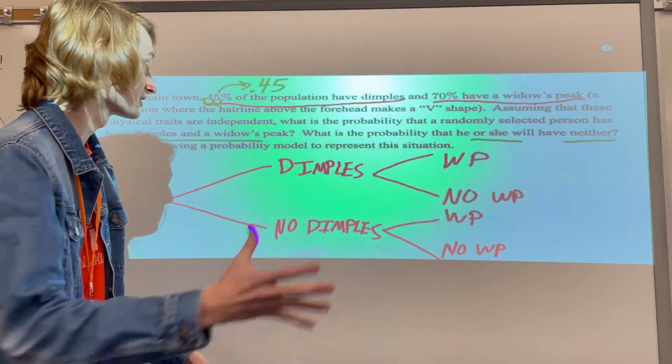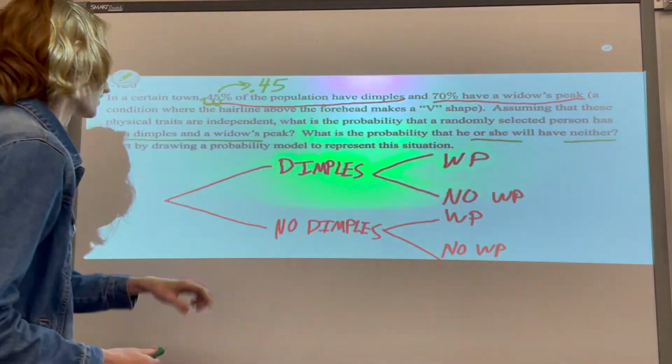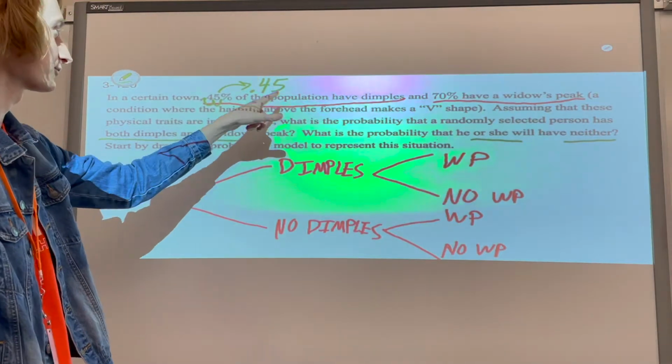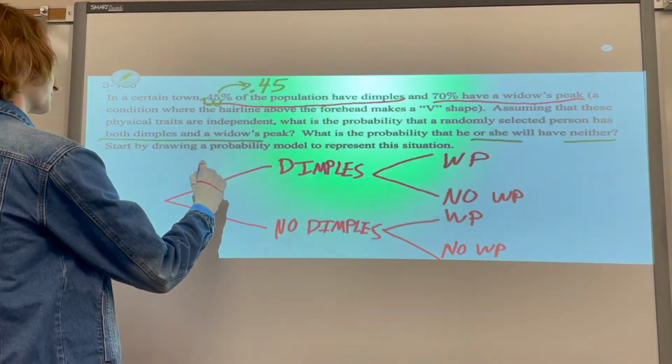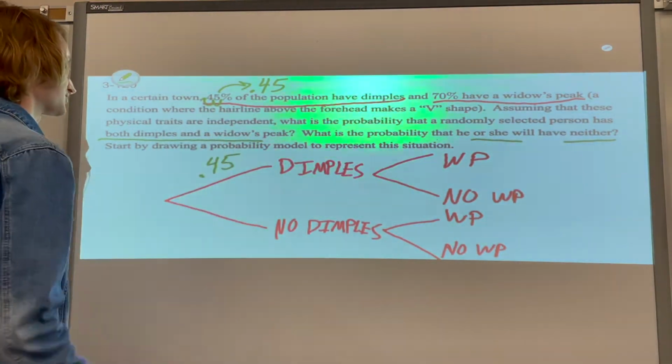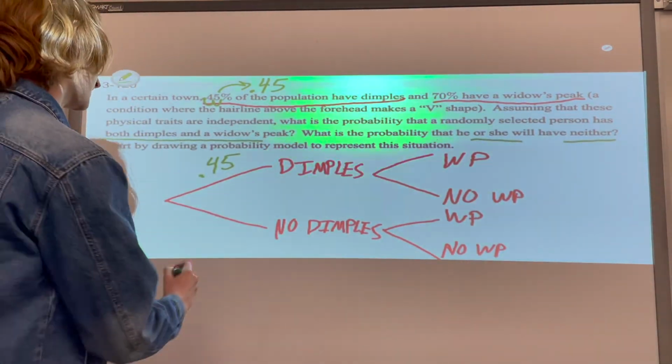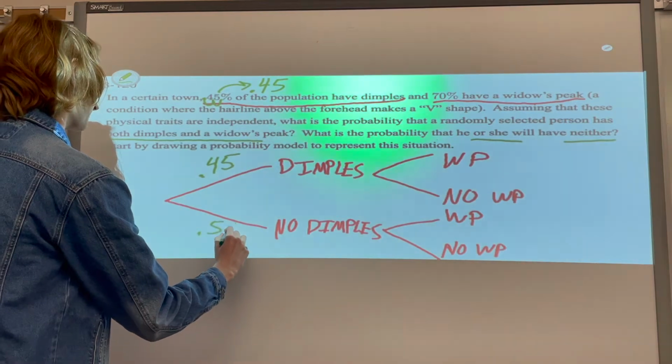Okay? So here's where the numbers come in. So remember, we changed it to a decimal first. So 0.45 is yes have dimples. So I'm going to write 0.45 on this branch. So they don't have dimples. Remember, they add up to 1. So this one has to be 0.55.